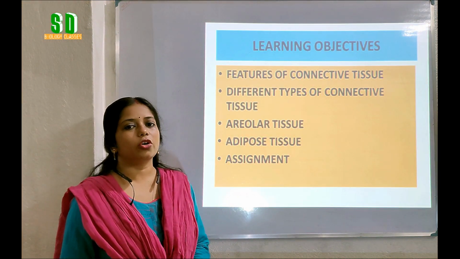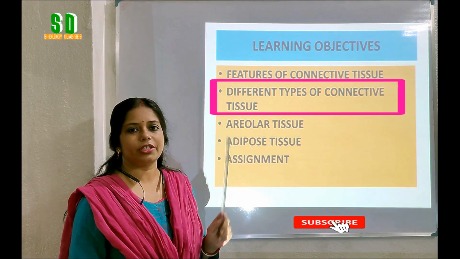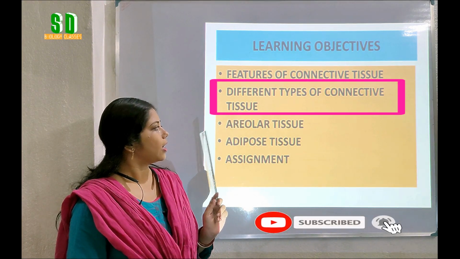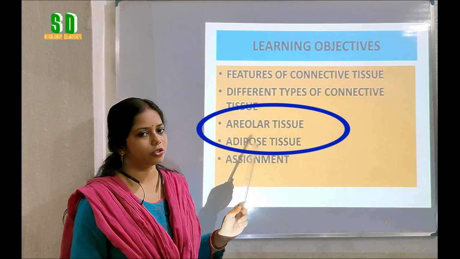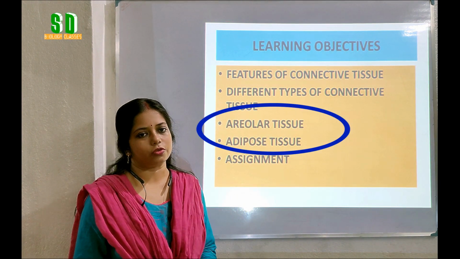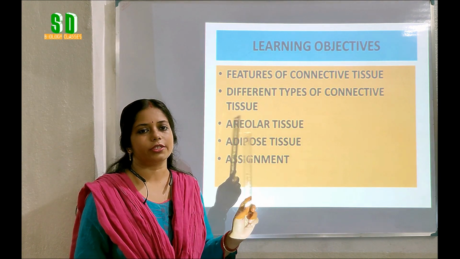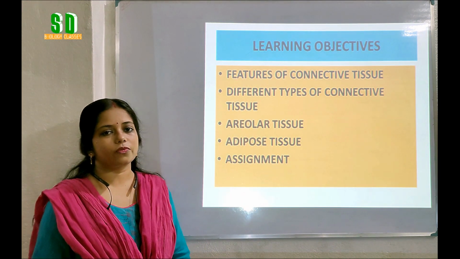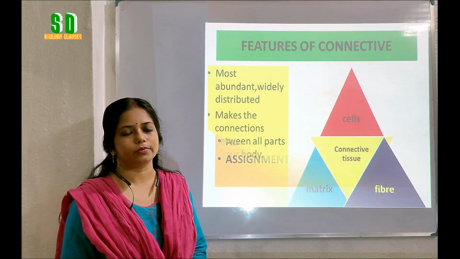Today our learning objectives are the features of connective tissue, the different types of connective tissue, and the two most important types of connective tissue, that is areolar tissue and adipose tissue, and the assignment portion that contains questions from today's video. So first of all, we will discuss the features of connective tissue.